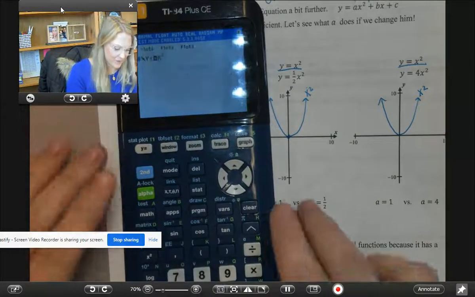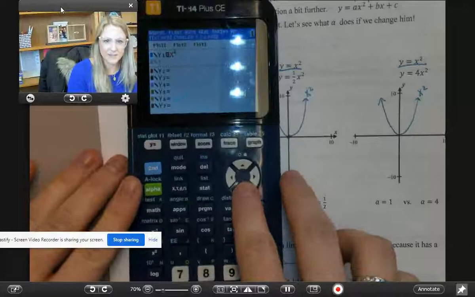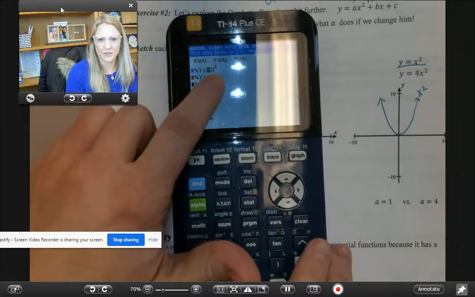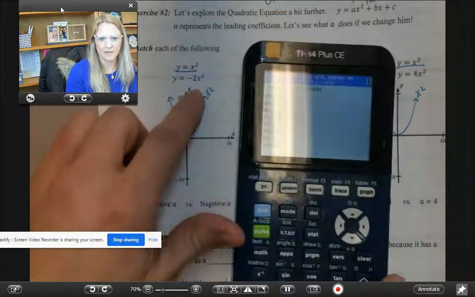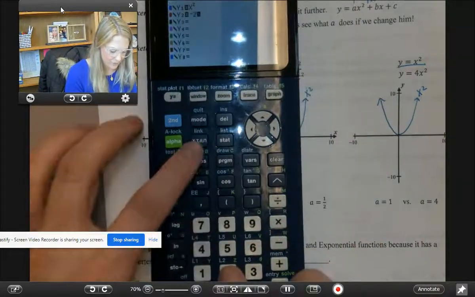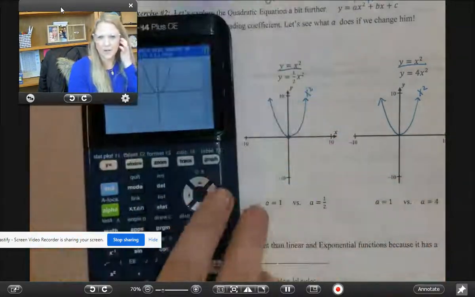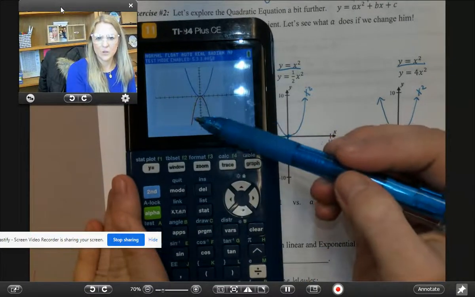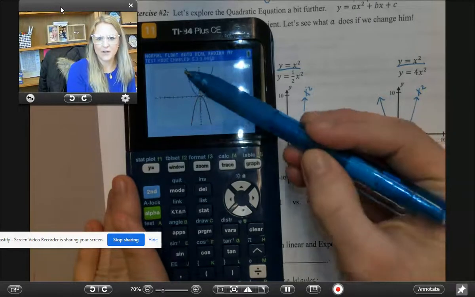Okay, so let's go to our y equals. I'm going to leave the x squared there so I can compare it. So in blue on my calculator, it's going to graph x squared, and in red, it's going to graph negative 2x squared. So negative 2x squared. And let's graph them. Okay. So what do you notice about this graph compared to this one?